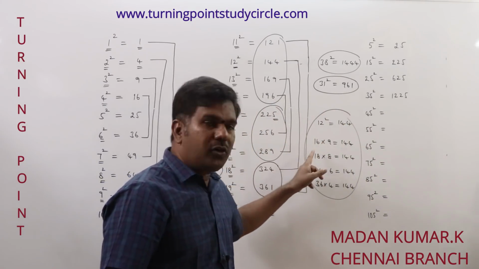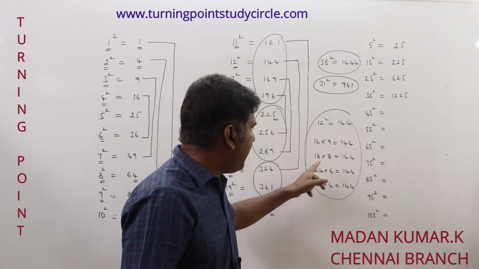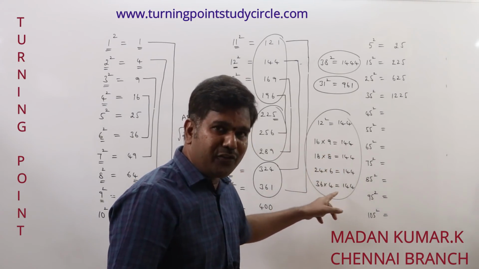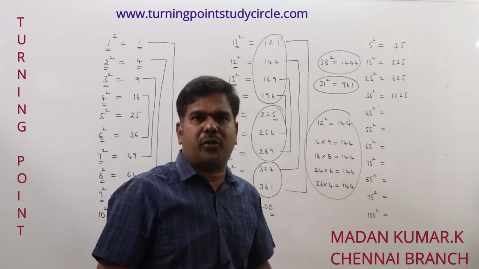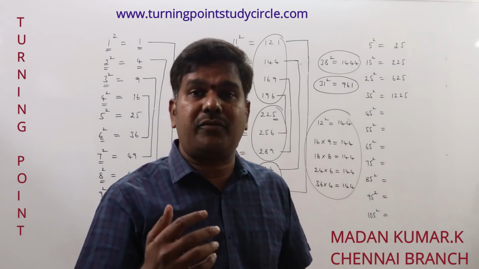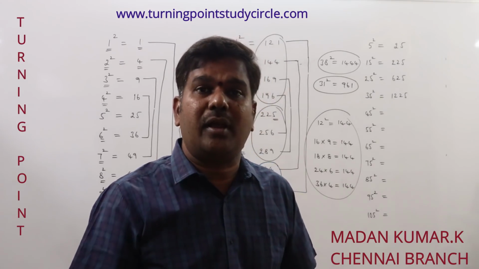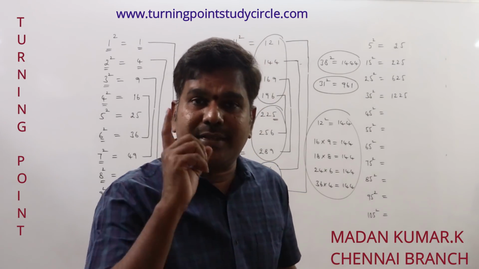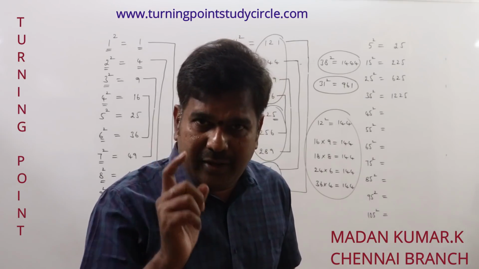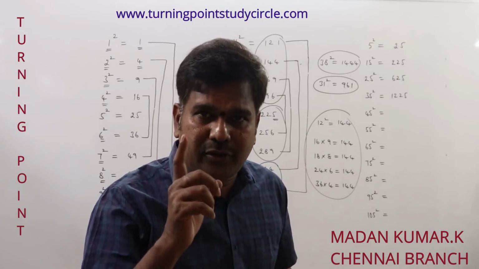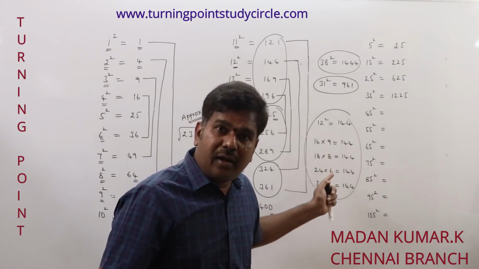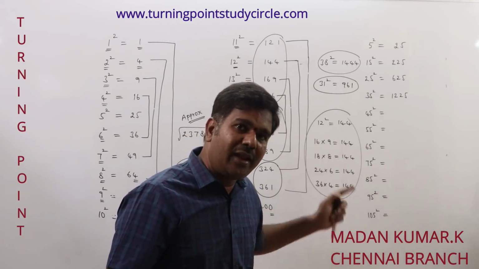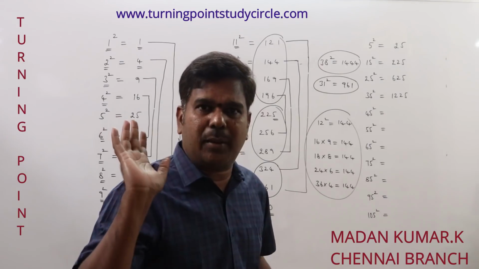12 square is 144, 16 nines are 144, 18 eights are 144, 24 into 6 is 144, 36 into 4 is 144. So if you remember 12 square as 144, many others you can remember even in tables also. And in addition to that, what is 38 square? 1444. Always keep in mind.